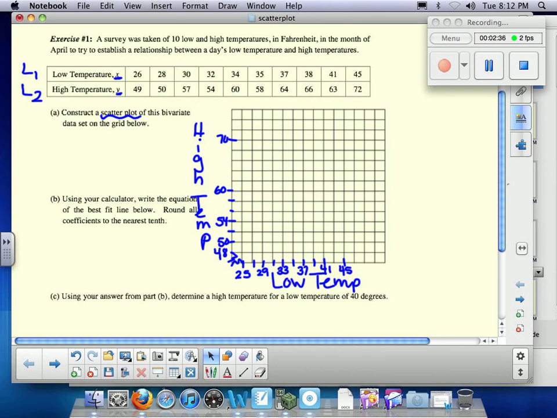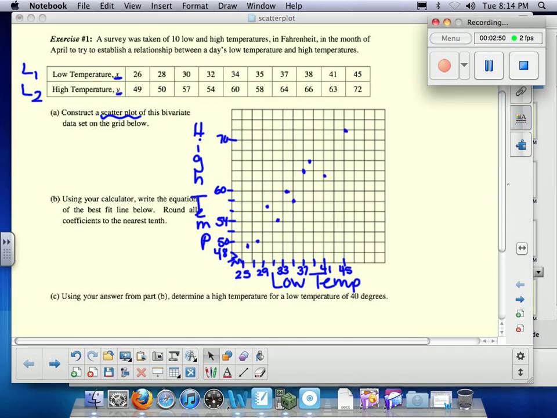Once you have that drawn in, pause the movie and put the data into your calculators, list 1 and list 2, and plot those points on the scatter plot. See you in a minute.